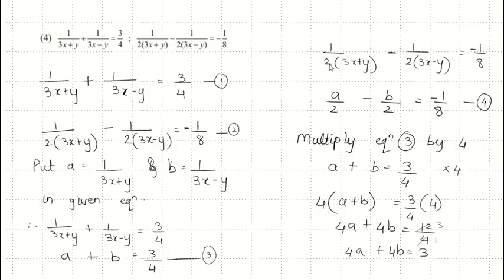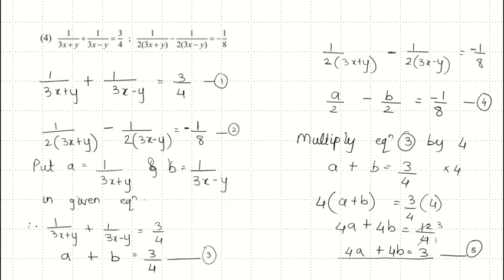We got a new equation here, which is equation number 5. Why did we multiply equation number 3 by 4? Because in equation number 3 we had a denominator and we needed to remove the denominator. That is the reason we multiplied by 4.